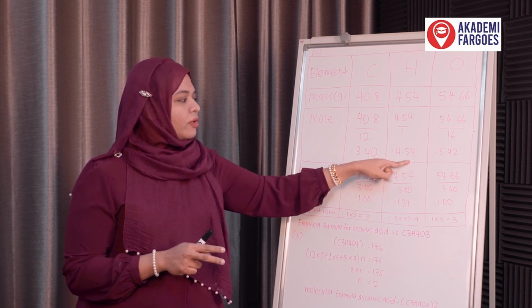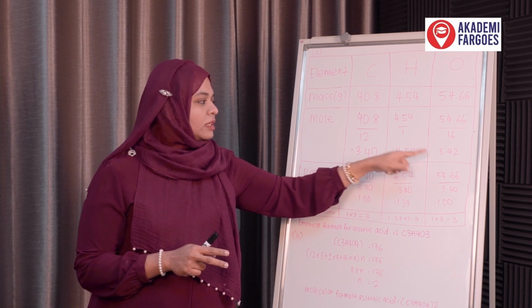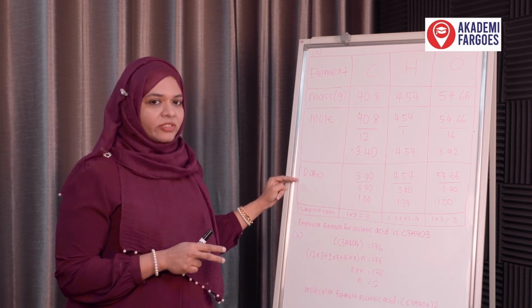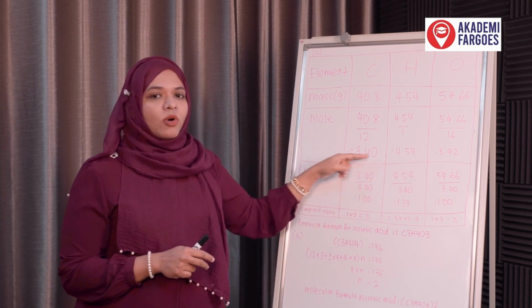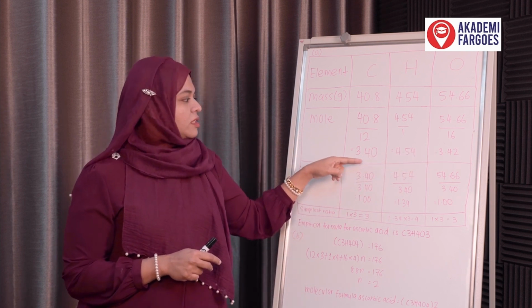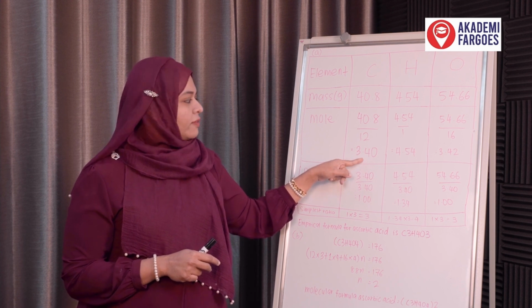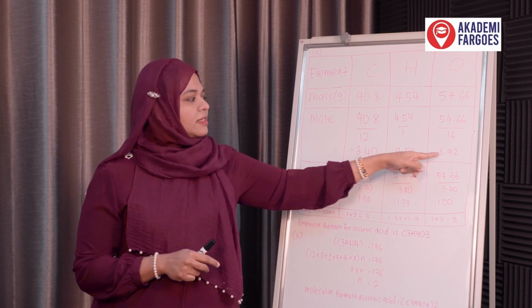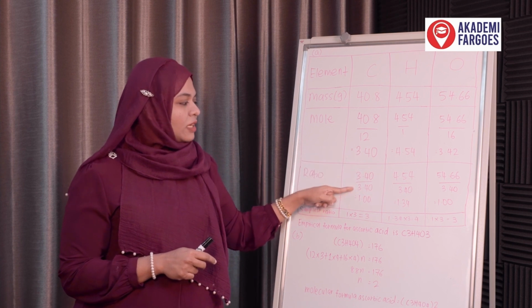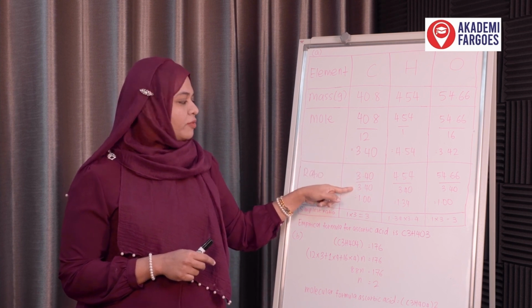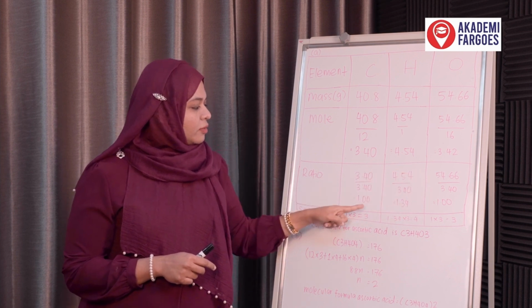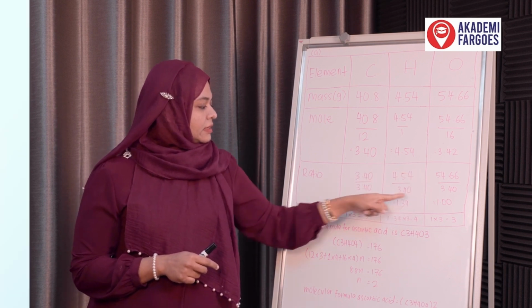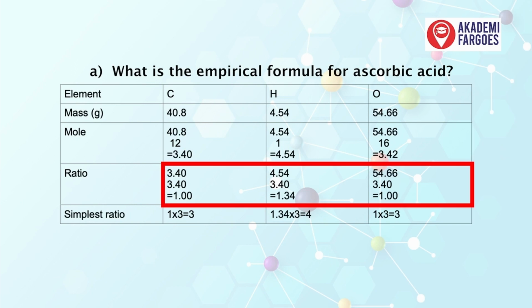3.40, 4.54 and 3.42. Now, how are we going to calculate the ratio? All these mole, which one is the smallest mole? Which is 3.4. You have to divide all these mole with the smallest ratio, which is 3.4. You divide all by 3.4. Then you will get the number 1, 1.34 and 1.